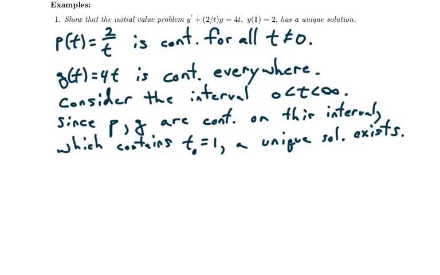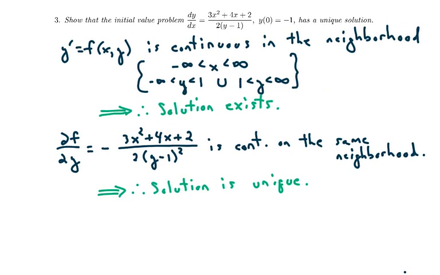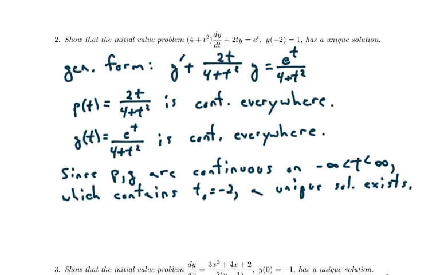Let's practice with another example. Go to problem 2, and I've already developed a solution for it, but I just want to talk you through it. So in this case, we do not have a differential equation in the general form. We need to put it into that form first. So if you divide by 4 plus t squared, you're going to get the general form, which I've written here.